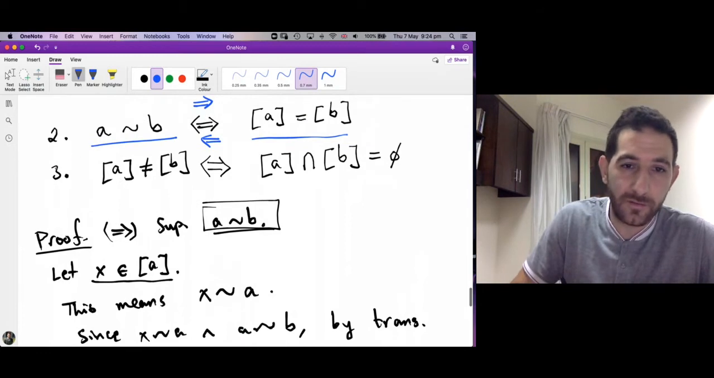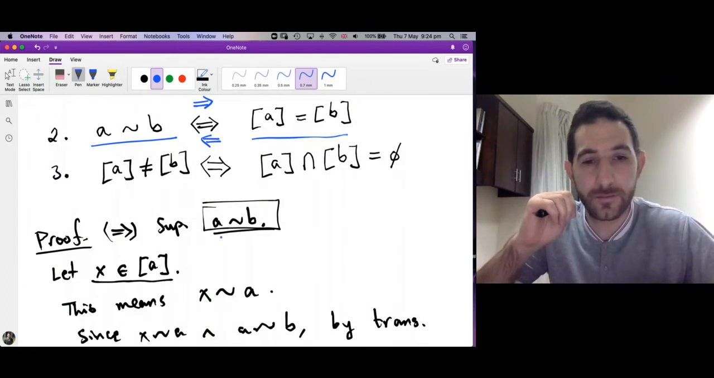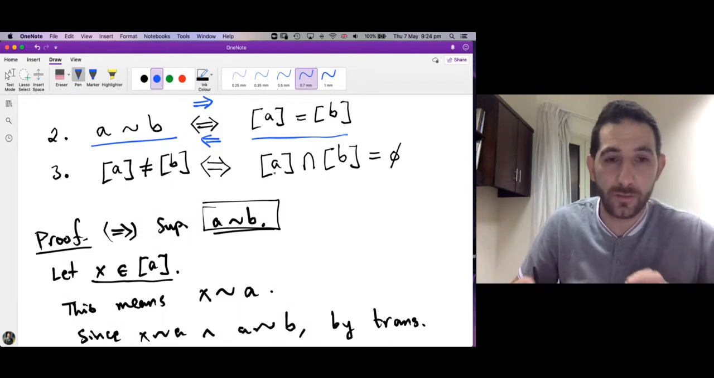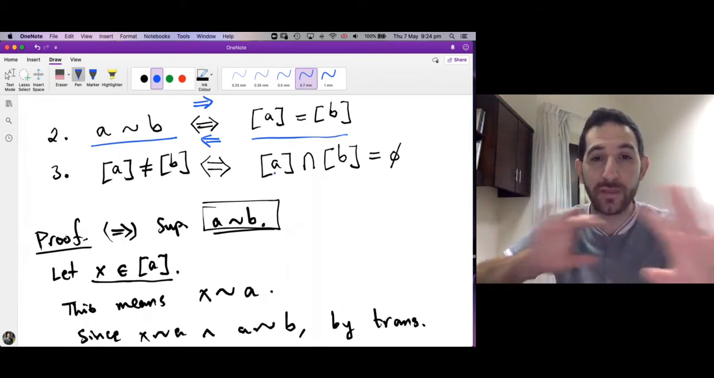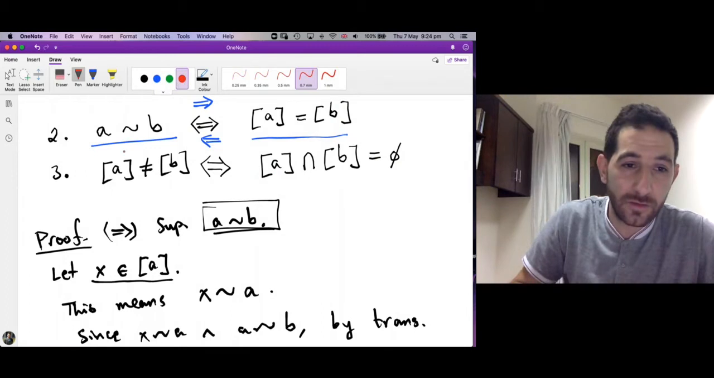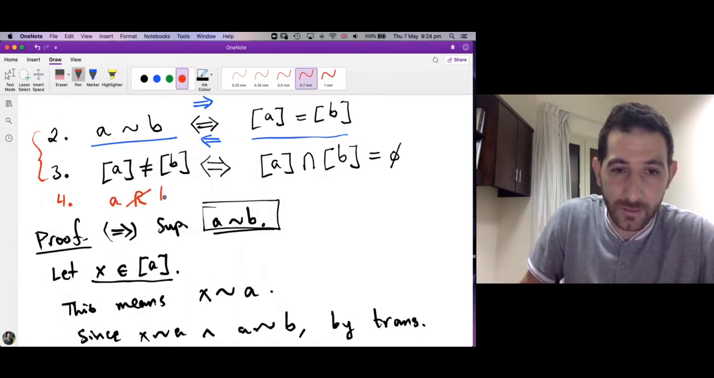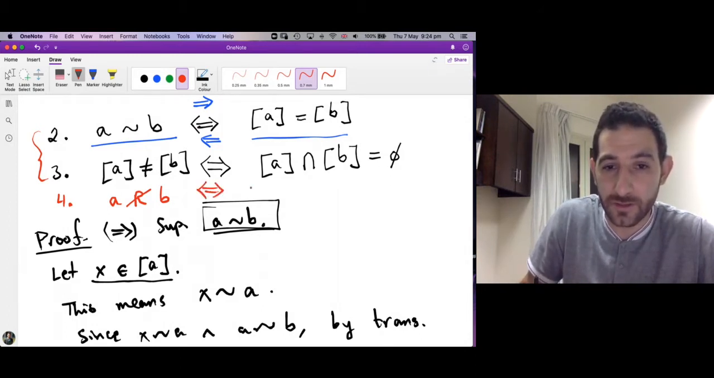Okay, I'll leave number 3 for you as an exercise, that if two equivalence classes are not equal, then they must be disjoint. Not only not equal, disjoint is stronger than not equal. They are not equal and they have nothing in common. Okay, notice that 2 and 3 together gives us 4, which says that if A is not related to B, then the equivalence classes are not equal, and if they are not equal, they are disjoint.